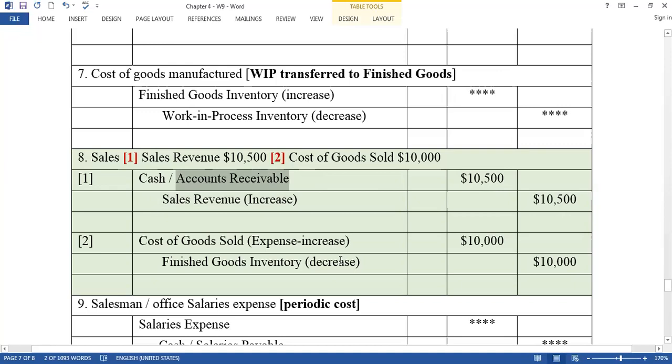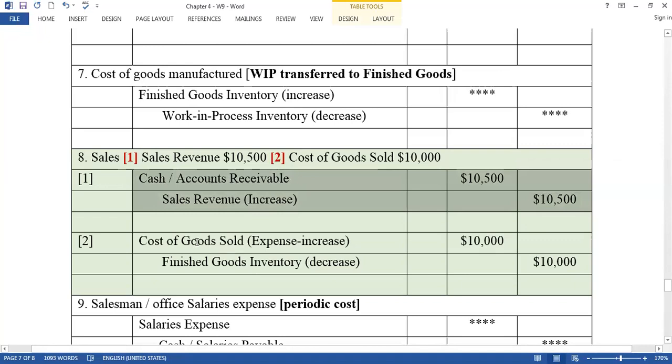Okay, if you want to get full marks, be careful about whether you receive cash or not in the exam. If you receive cash, very good, cash debit. If you do not receive cash, accounts receivable debit. Okay, so this is the first journal.